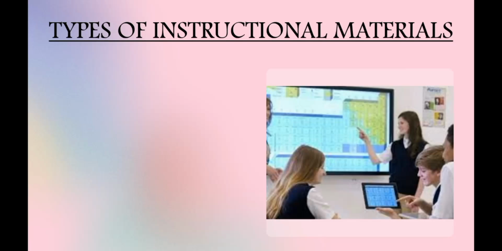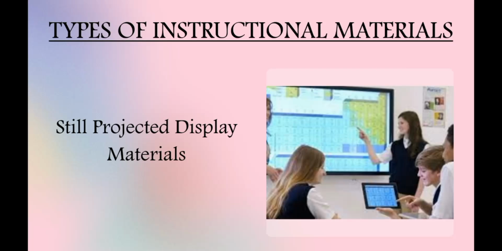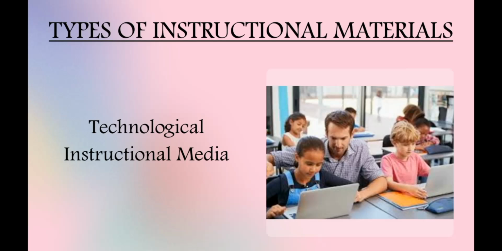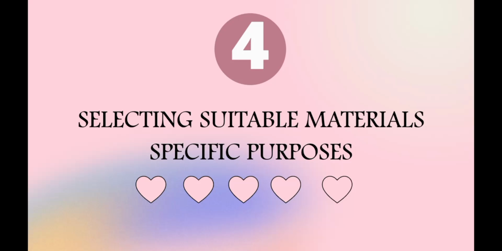The third is the still projected display materials. These materials are media designed that can be enlarged, zoomed in, and zoomed out. The fourth is the technological material. These are systems, devices, and apparatus that present and adapt information during the teaching process in order to improve processes. Next is the function: selecting suitable material for specific purposes.